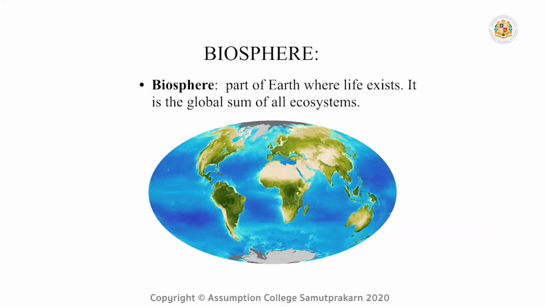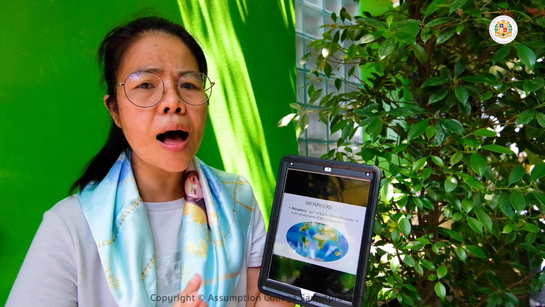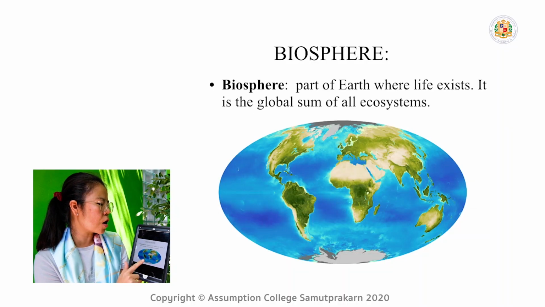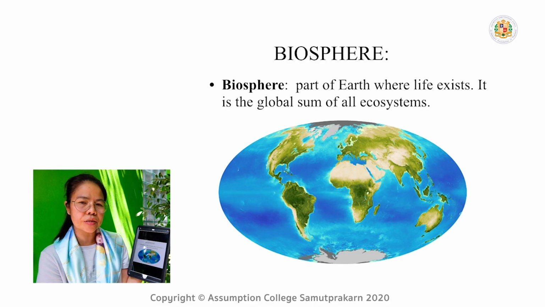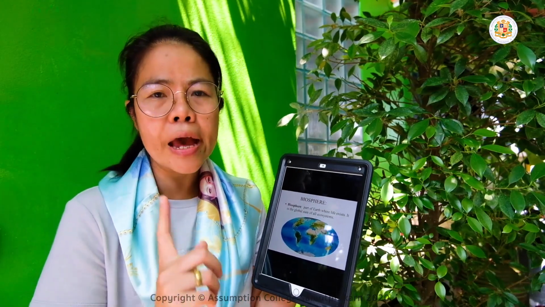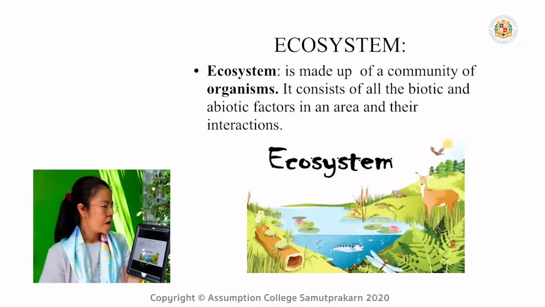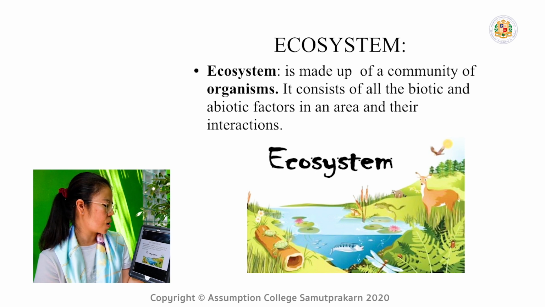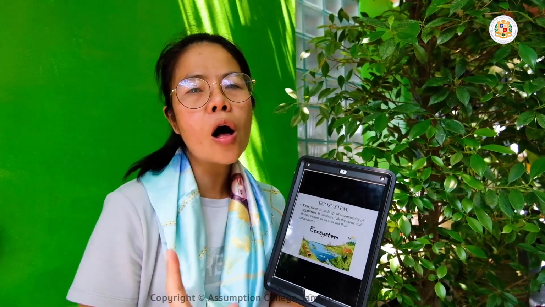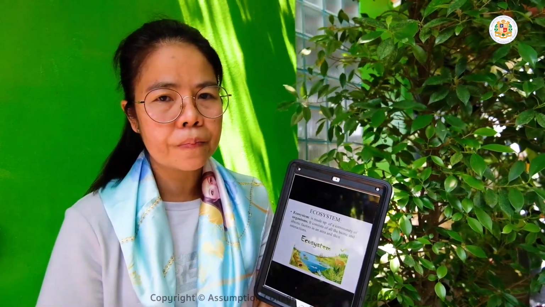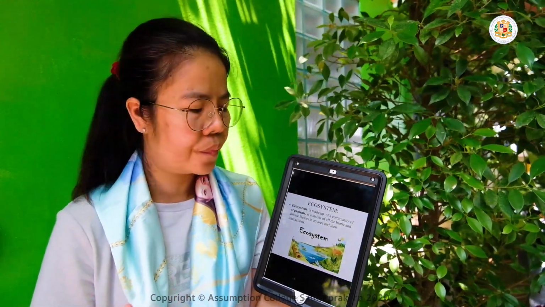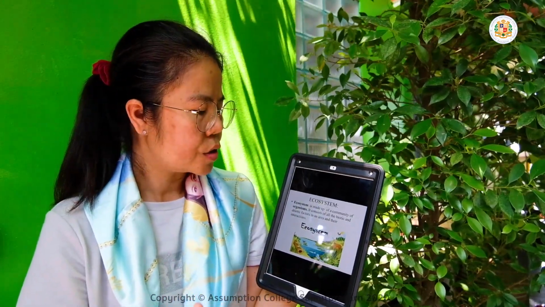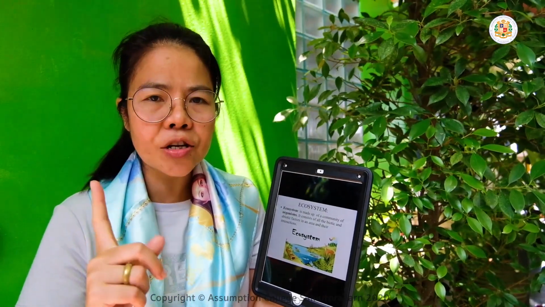Okay, so biosphere is the biggest or largest environment. Biosphere means the part of the earth where life exists. It is the global sum of all ecosystems. And an ecosystem is made up of communities of organisms. It consists of all the living and non-living things interacting with each other in an area. Okay, so this is the second largest.